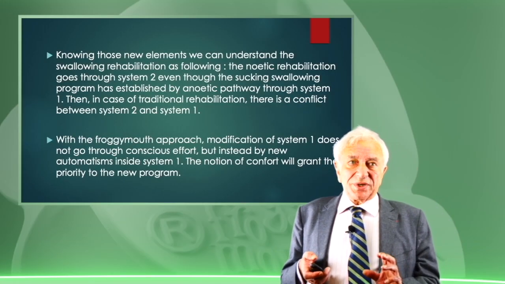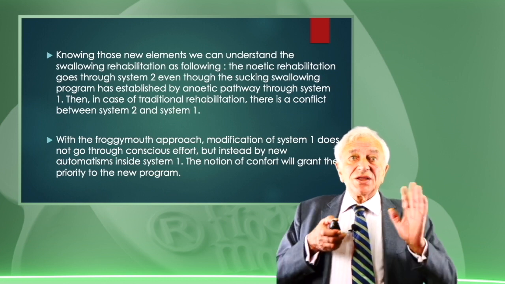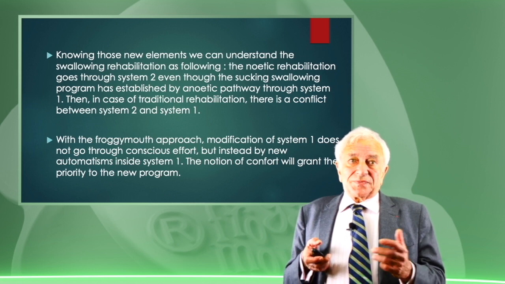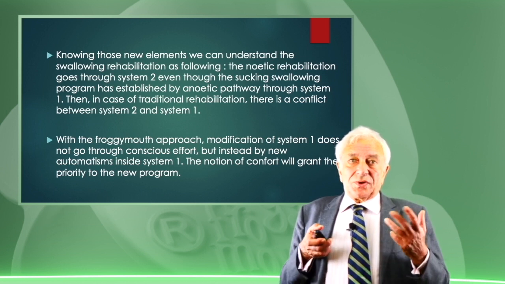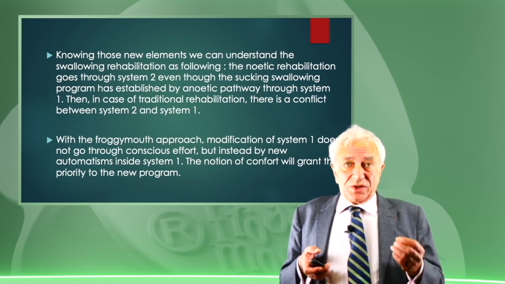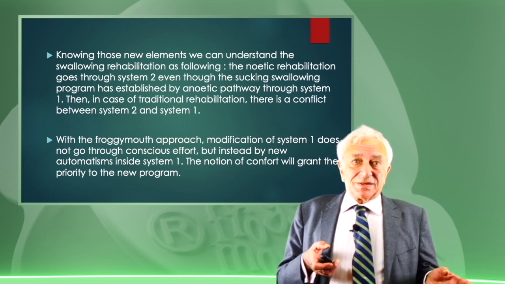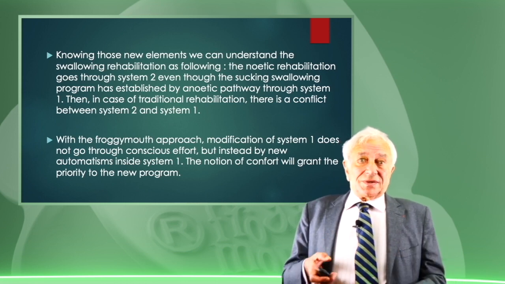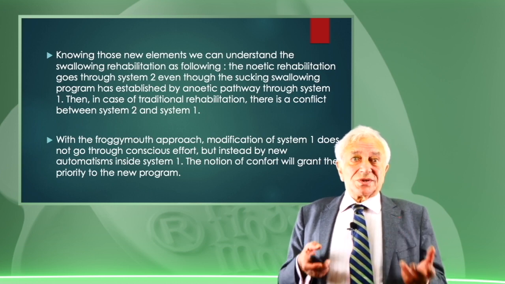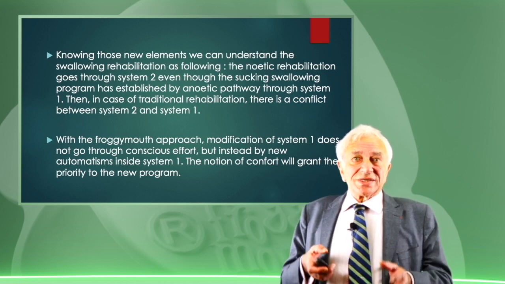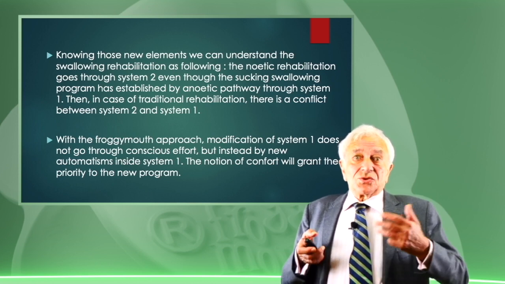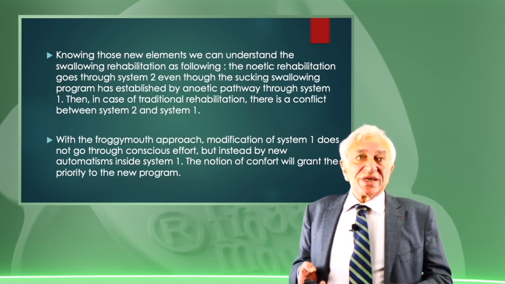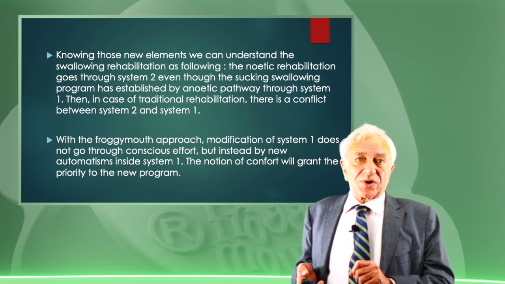The sucking-swallowing program was established by anoetic pathways through System 1. And the top-down re-education is done by System 2. So if you have learned the good deglutition, you are in System 2, but to put it into practice every day, to have this automatization, you must inhibit the System 1 program.